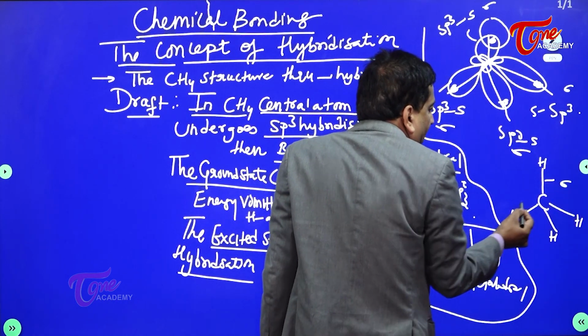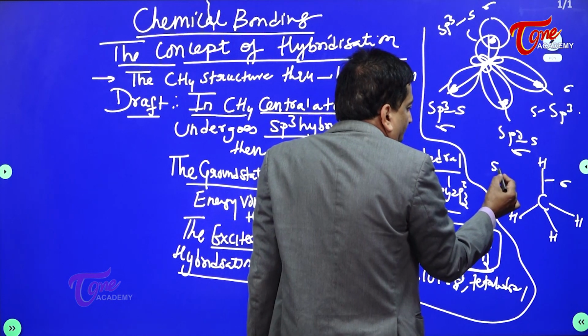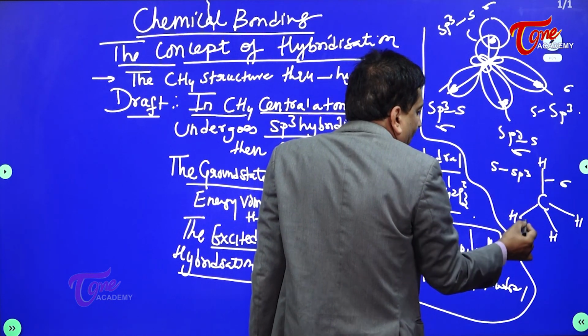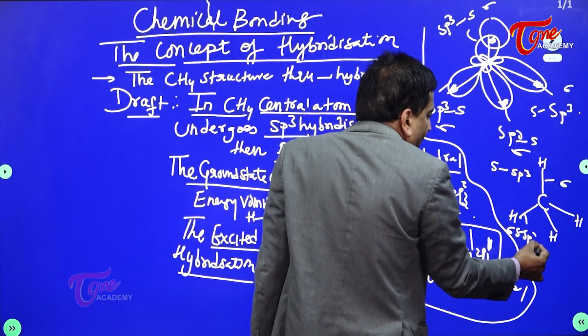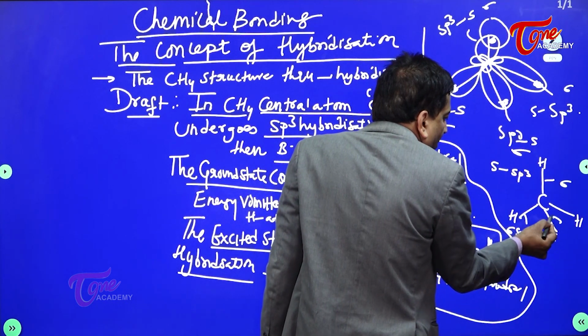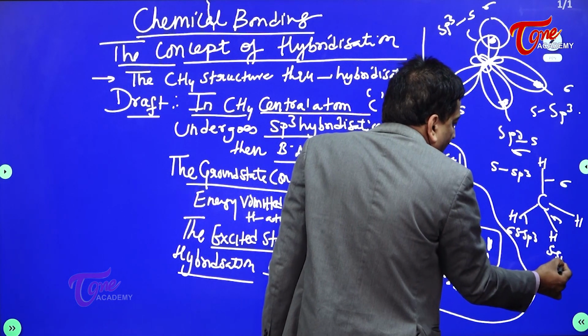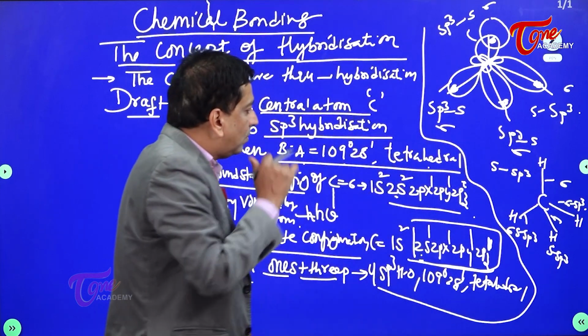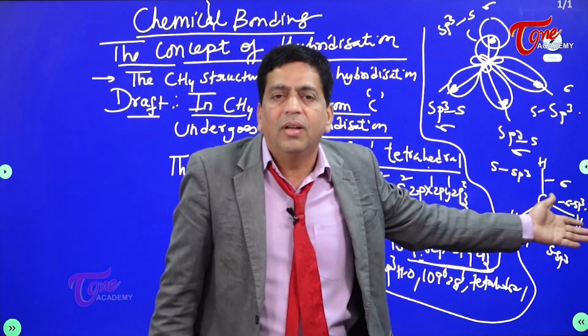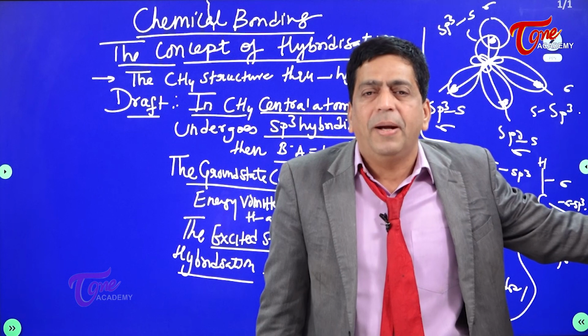This is one sigma, which is formed by s-sp3. This is another sigma, s-sp3. This is another sigma, s-sp3. This is another sigma, that is s-sp3. Look into the shape of the methane molecule, which we explained, right?